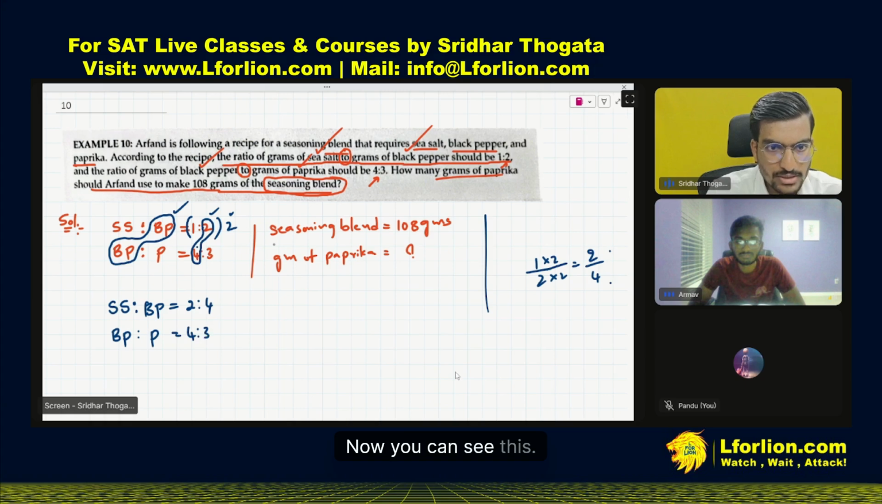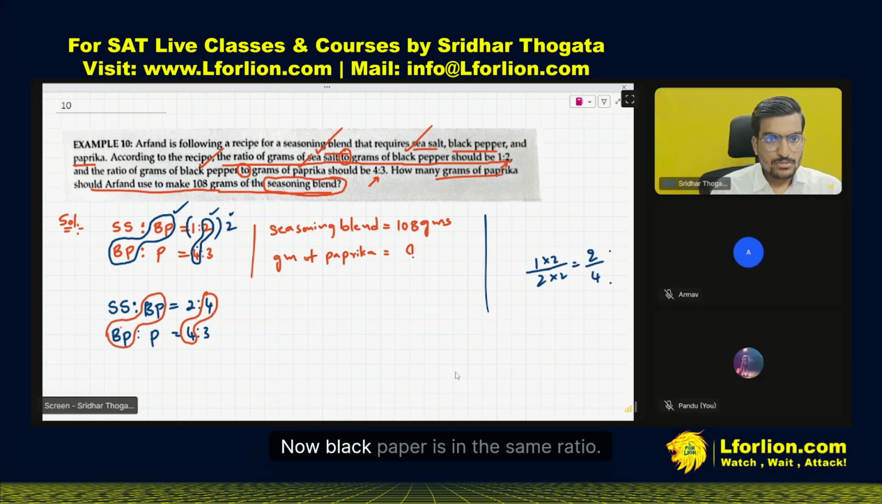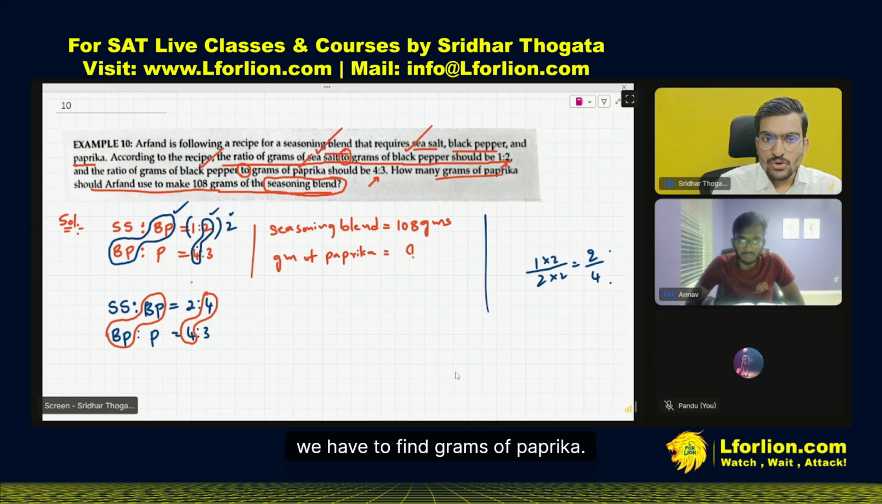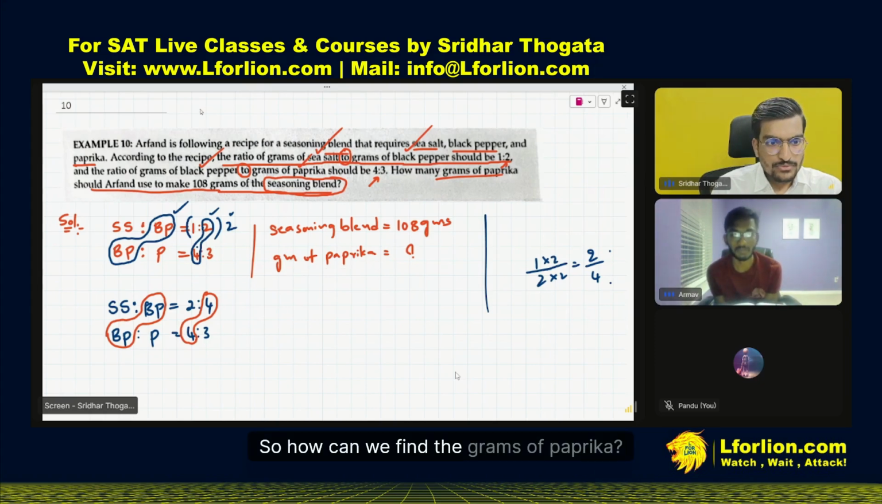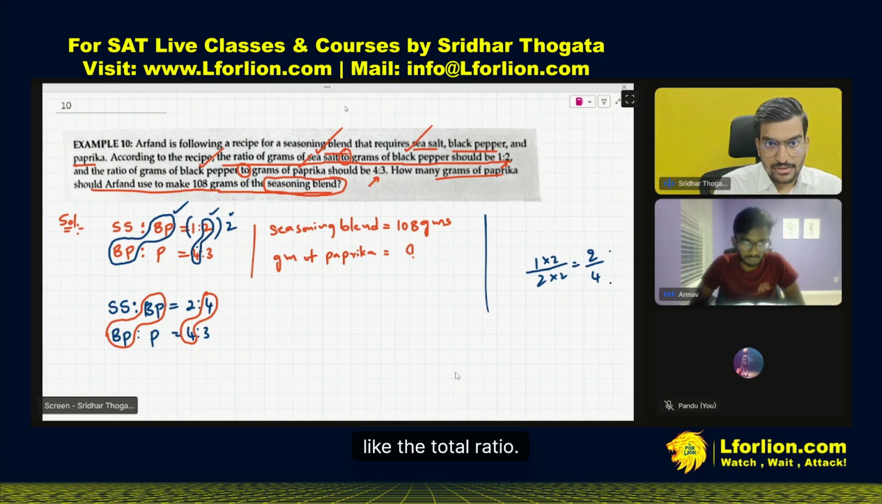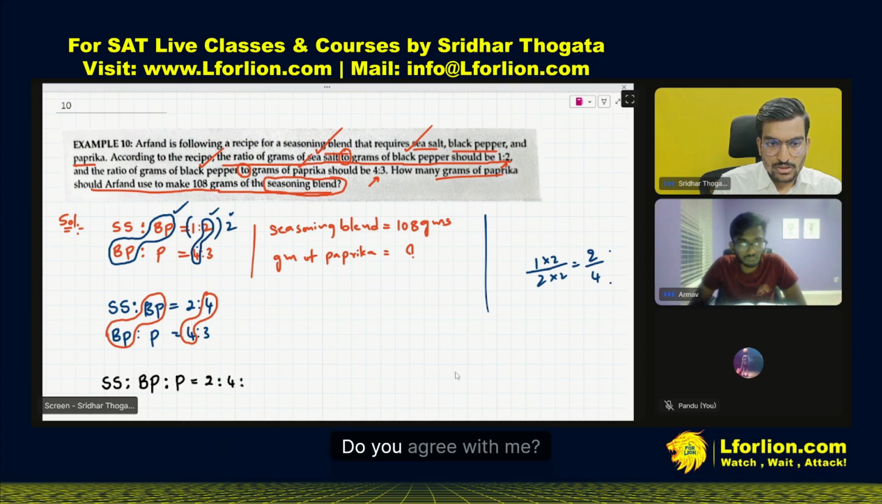Now you can see both of them have 4. Black pepper is in the same ratio. We have to find grams of paprika. So how can we find it? If I write the total ratio, salt to black pepper to paprika equals 2:4:3. Do you agree with me? But how did you do that, 2:4 and 4:3?